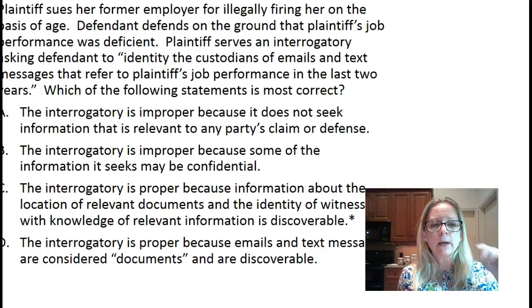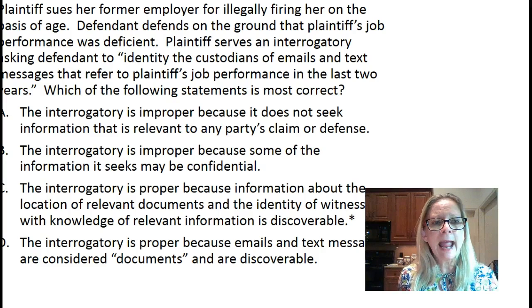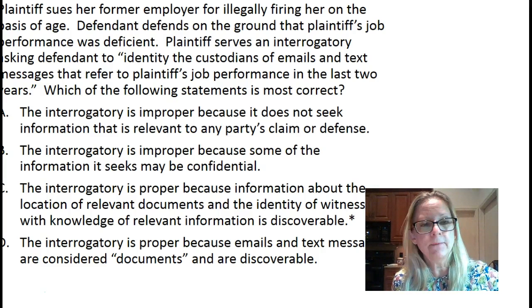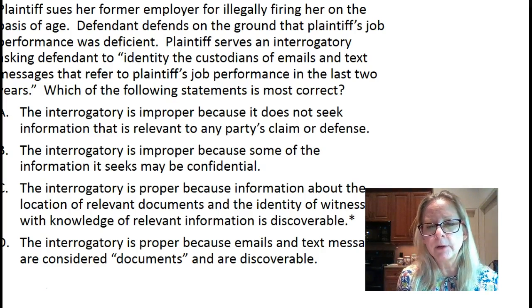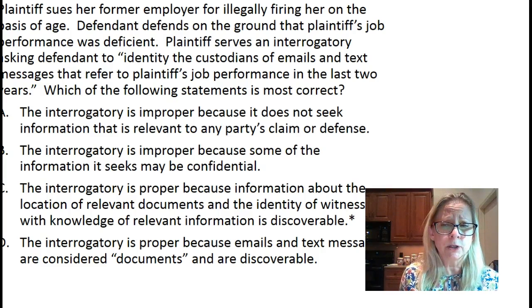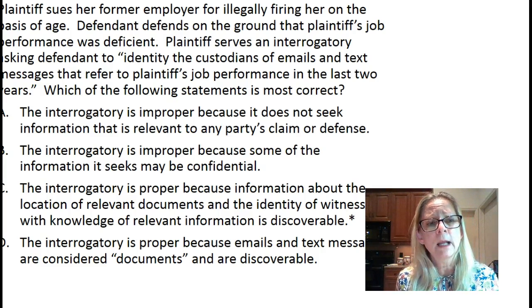So let's look at the other answers and make sure that we understand why they're wrong. A, the interrogatory is improper because it does not seek information that is relevant to any party's claim or defense. Well, as I just said, this information is very relevant to her claim because she's asking for basically the location of emails and text messages relating to her job performance.